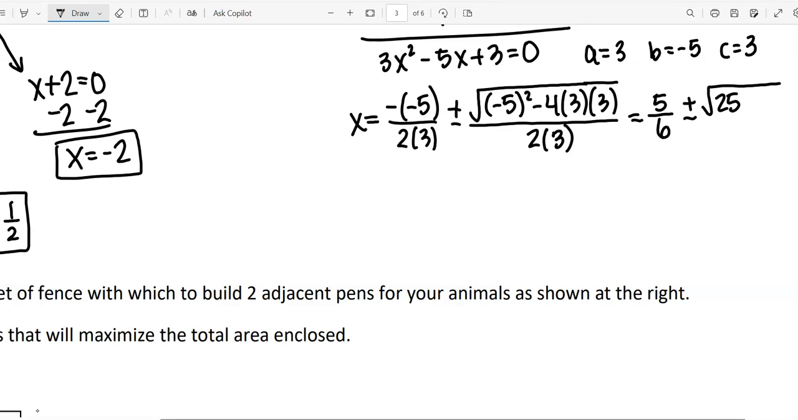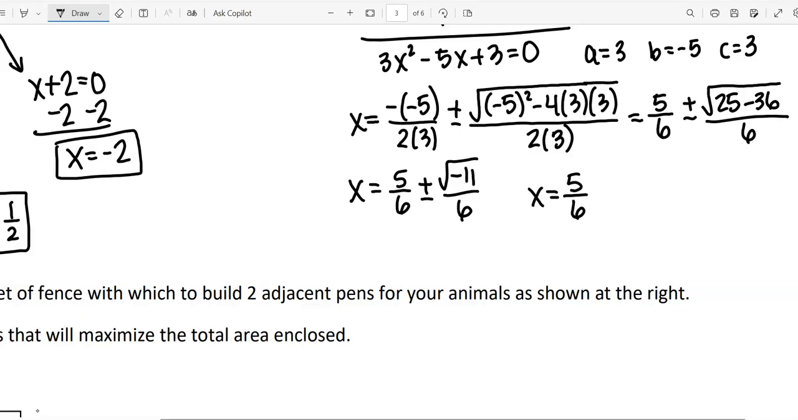25, negative 4 times 3 is negative 12, times 3 again is negative 36, over 6. 25 minus 36 is negative 11. So you got 5 over 6 plus or minus the square root of negative 11 over 6, yeah? Yep. And then where can you go from there? You could just take out the square root of that negative, so x equals 5 over 6 plus or minus i square root of 11 over 6, yeah?